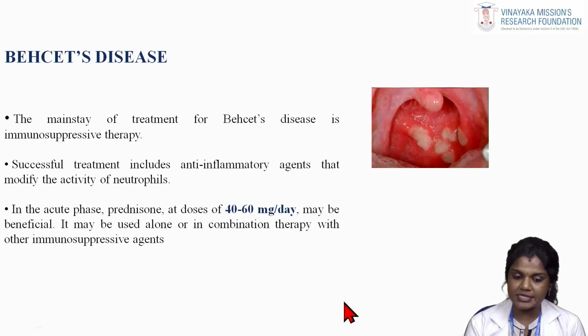Moving on to Behçet's disease, the mainstay of treatment for Behçet's disease is immunosuppressive therapy. The successful treatment includes anti-inflammatory agents that modify the activity of neutrophils. In the acute phase, prednisolone at doses of 40 to 60 mg per day may be beneficial. It may be used alone or in combination with other immunosuppressive agents.